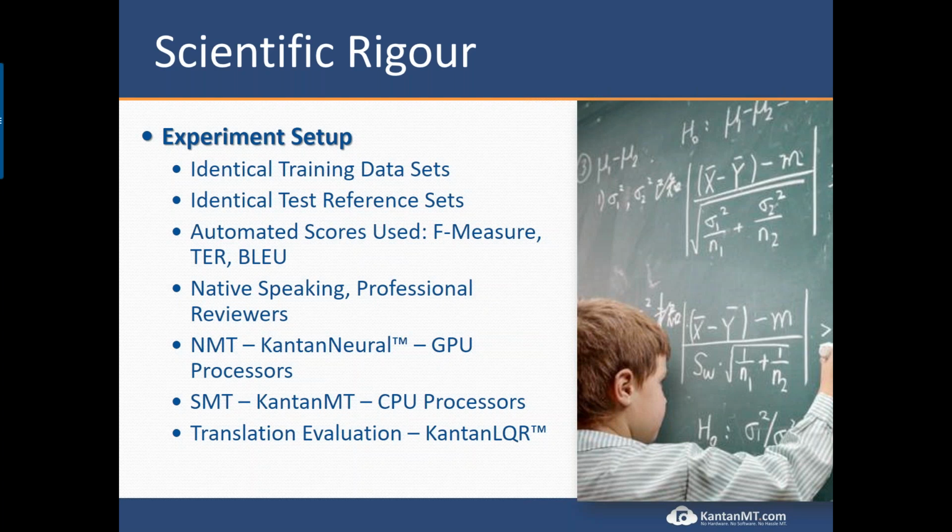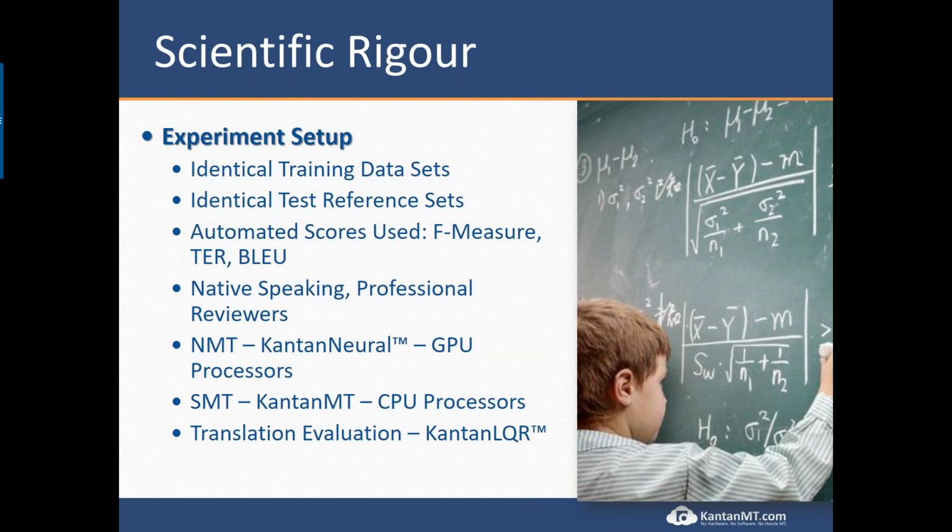In addition to that, we also made sure that we're using exactly the same test reference sets. The reason we wanted to make sure they were the same test reference sets for the neural MT as well as our statistical MT is because we were going to use F-measure, TER, and BLEU automated scores in order to determine if the engines were likely to produce good results and so on. So we have some kind of normalization of automated scores. We're using exactly the same test reference set to test the engines, be it a neural engine or a statistical engine.